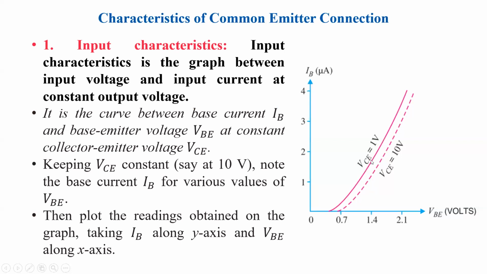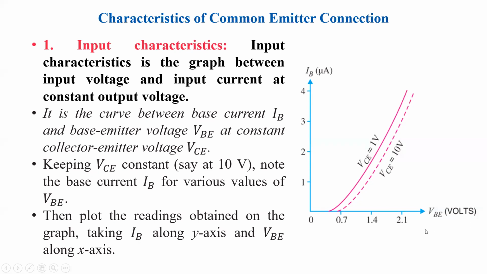So for VCE equal to 1 volt, you will get more current for low voltage, and as VCE increases, it will shift towards the higher voltage region. So you'll get parallel curves if you take different values of VCE. Here you can observe up to 0.6 or 0.7 volt, there is no current through the junction, sorry, your base current is zero. Then afterwards, the base current increases rapidly. It is exactly similar to the diode characteristics when it is forward biased.